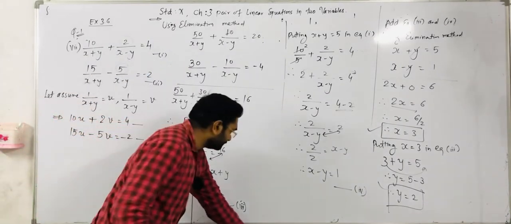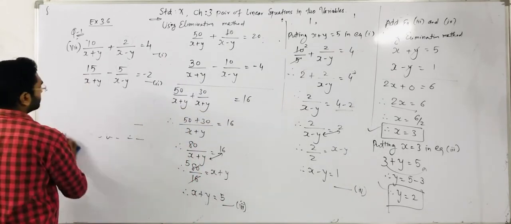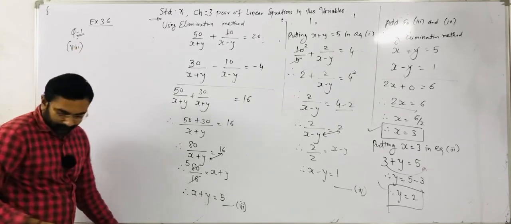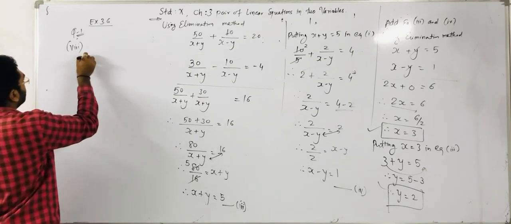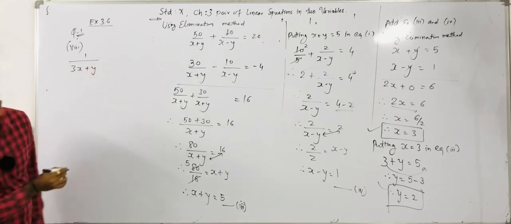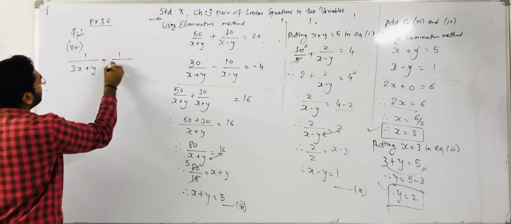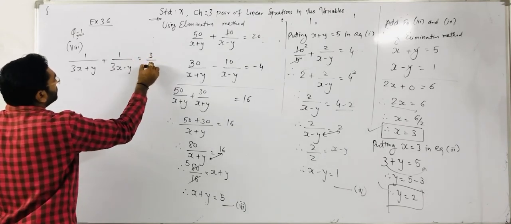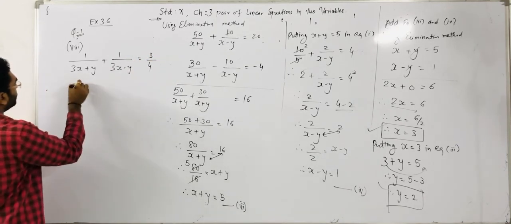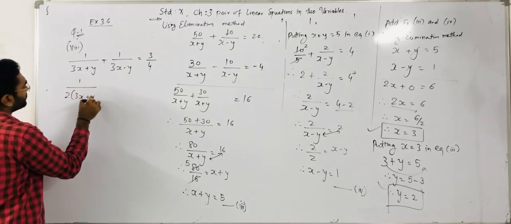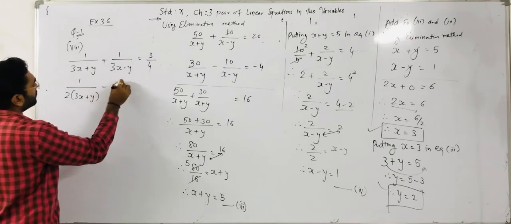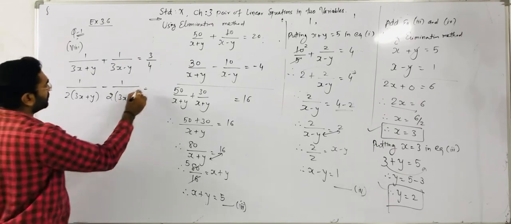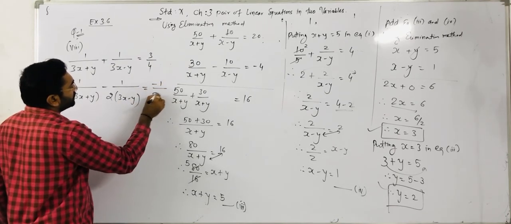Now question number 8. What is our question number 8? 1 upon 3x plus y plus 1 upon 3x minus y is equal to 3 by 4. Second one: 1 upon 2 times 3x plus y minus 1 upon 2 times 3x minus y is equal to minus 1 upon 8.